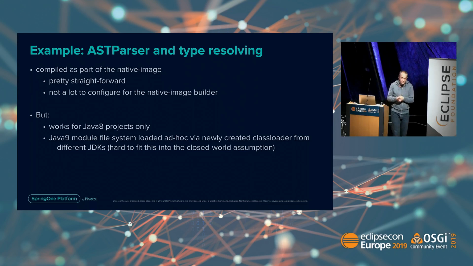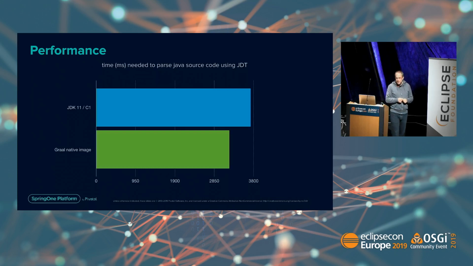That works. That's great. It works for Java 8 projects only because of the module file system loading mechanism. There's dynamic class loading being used inside of JDT to pick up the right Java file system implementation for this module system, which totally makes sense, but it's a little bit complicated in the native image. So which version of that file system should I compile into the native image? I don't know, and maybe I need to change the implementation of JDT for that. Difficult.